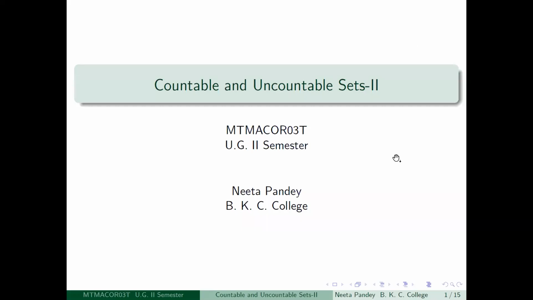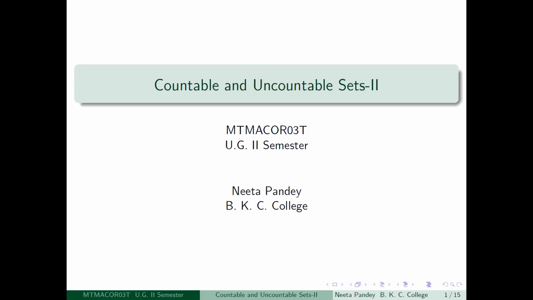In this second part of countable sets and uncountable sets, we will prove that the set N cross N, the Cartesian product of N with itself, is a countably infinite set.